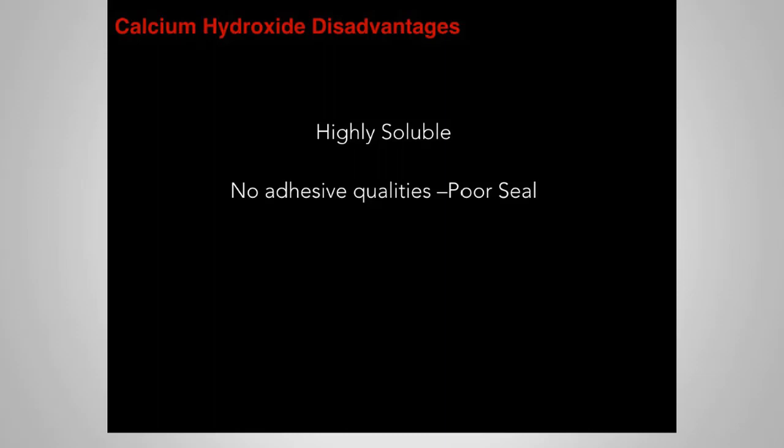The problems are, though, it's highly soluble, so it'll wash out. Many of us who've taken out old restorations, especially amalgams, will see it's all mushy in there from when it's been in there. I just had one the other day where I took a composite out because it fractured, and the calcium hydroxide under it was pretty good, because it was sealed very well. But the calcium hydroxide by itself has no adhesive properties, so it doesn't seal. It's not like glass ionomer that will actually seal the tooth. This is going to be quite different, so it just kind of sits there.